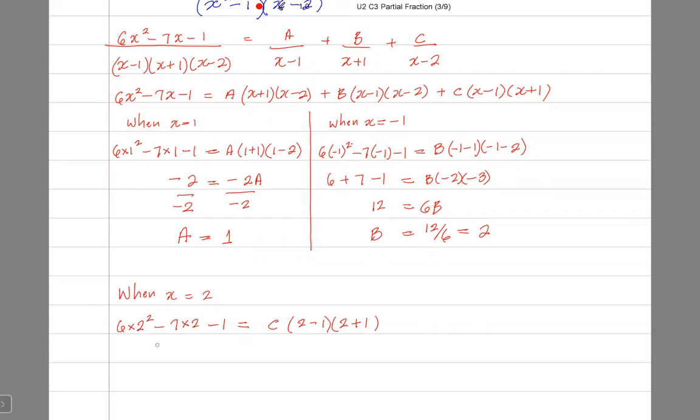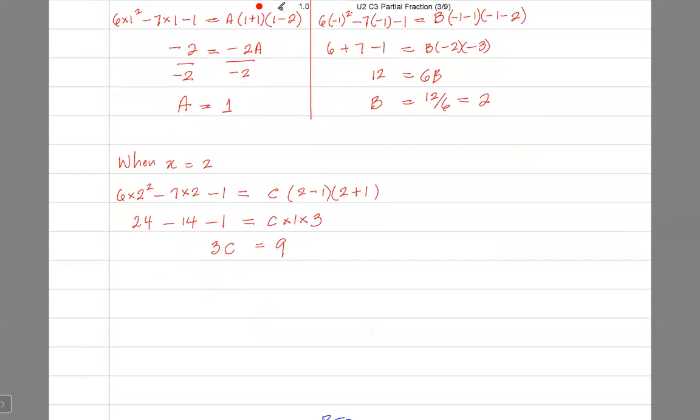2 squared is 4, 4 times 6 is 24. 24 minus 14 minus 1 is equal to c times 1 times 3. So 3c would be equal to 10 minus 1, which is 9. If I divide both sides by 3, I'm going to get c is equal to 3.